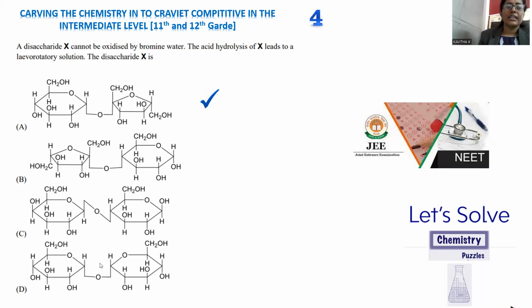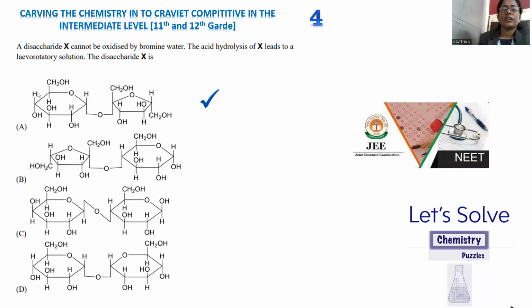From this data, it is very clear that no compound has a free aldehyde or ketone, so all are non-reducing only, right? So point number 1 will not give any sense to solve this problem, because here, cannot be oxidized by bromine water, so no compound has a free aldehyde or ketone. That's why we can't predict what is what. Acid hydrolysis is giving one of the compounds as levorotatory. That means fructose is given. So whenever fructose is coming, the disaccharide most probably will be sucrose, because if we observe all these, a furanose ring is provided, and that will be fructose only, no?